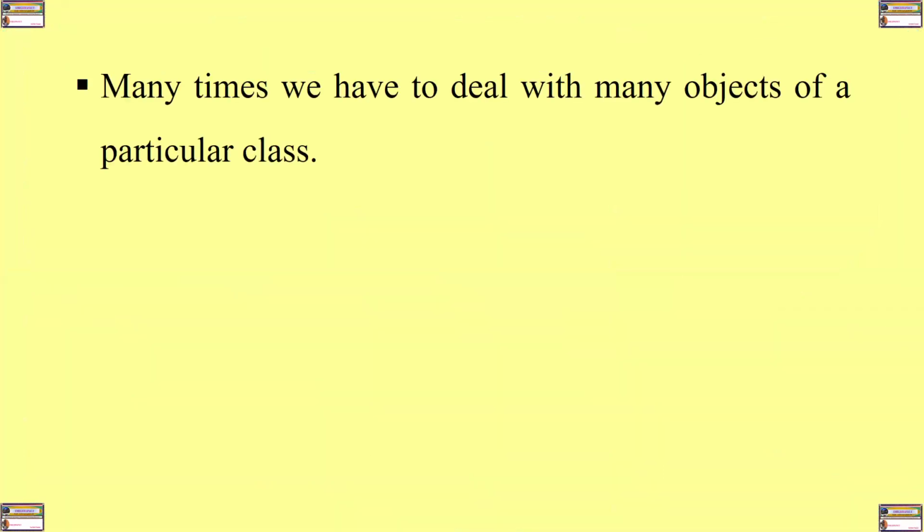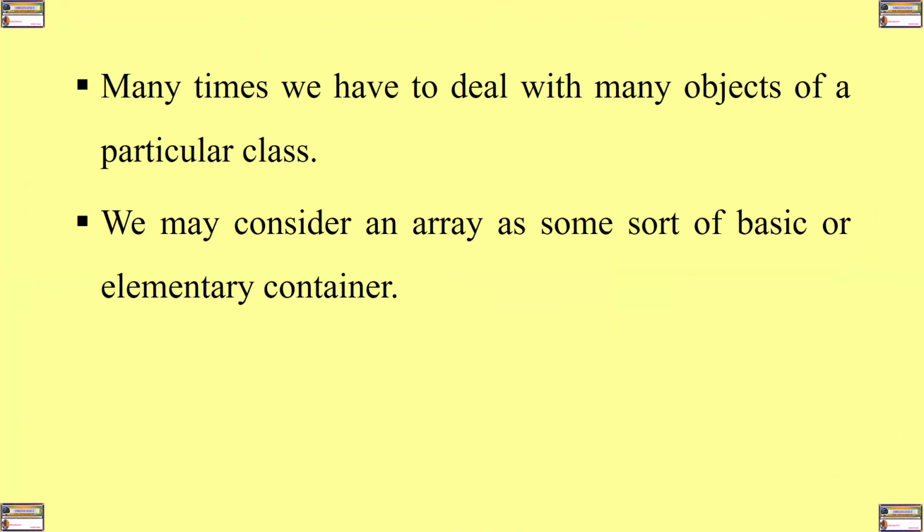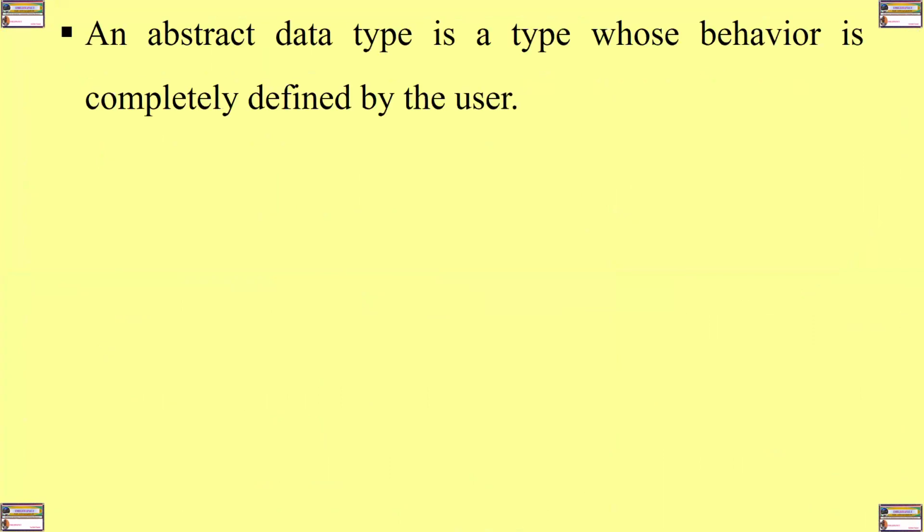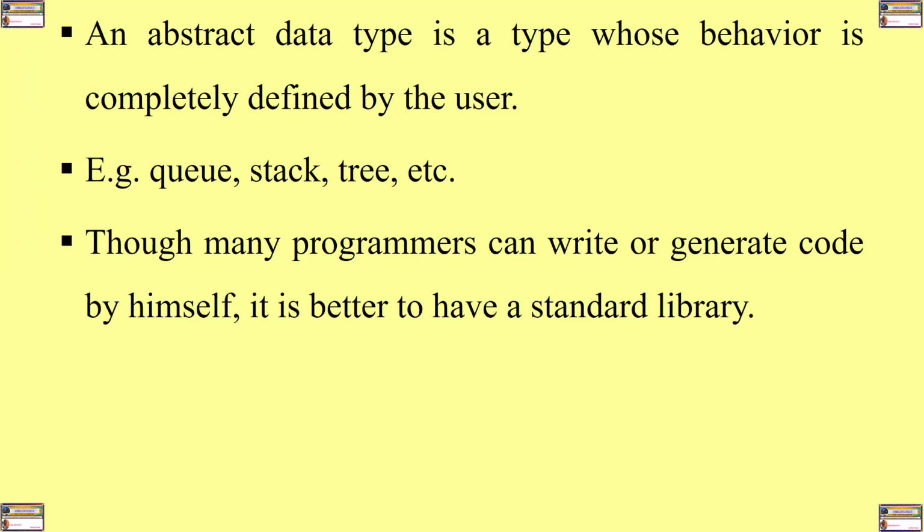Many times we have to deal with many objects of a particular class. We may consider an array as some sort of basic or elementary container. However, for many abstract data types, or what we abbreviate as ADTs, some additional behavior is required. An abstract data type is a type whose behavior is defined by the user. For example, queue, stack, tree, and others.